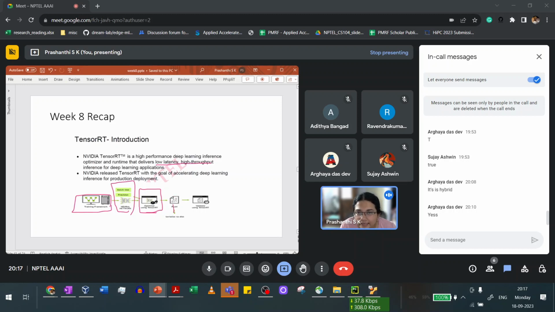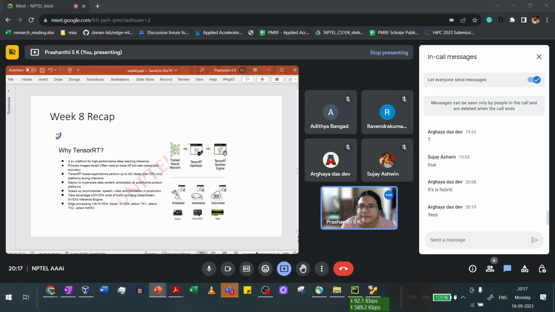And this plan can be serialized and stored to disk, or you can directly validate it using TensorRT and run it, right? TensorRT is purely for inference. It cannot do training, and it is intended for NVIDIA hardware only, right? It's released by NVIDIA. So why should you use TensorRT?